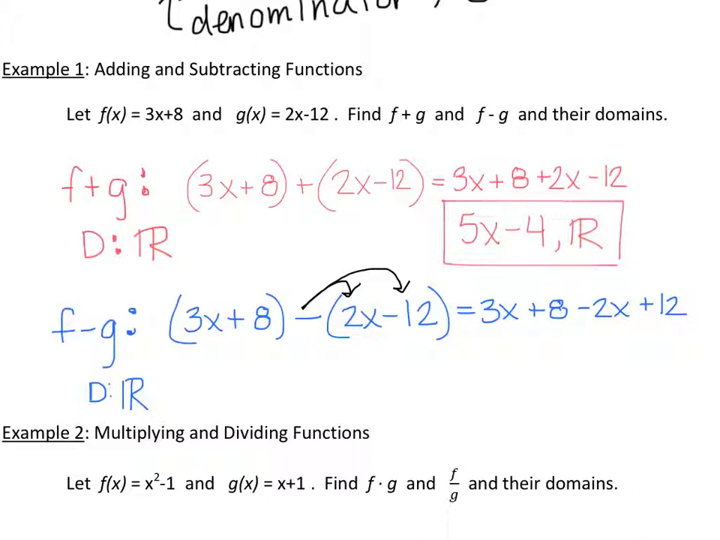Three x minus 2x gives you just x. 8 plus 12 gives you 20. And you can write your all real numbers with it if you want, instead of having to box in two different things. Simple enough.